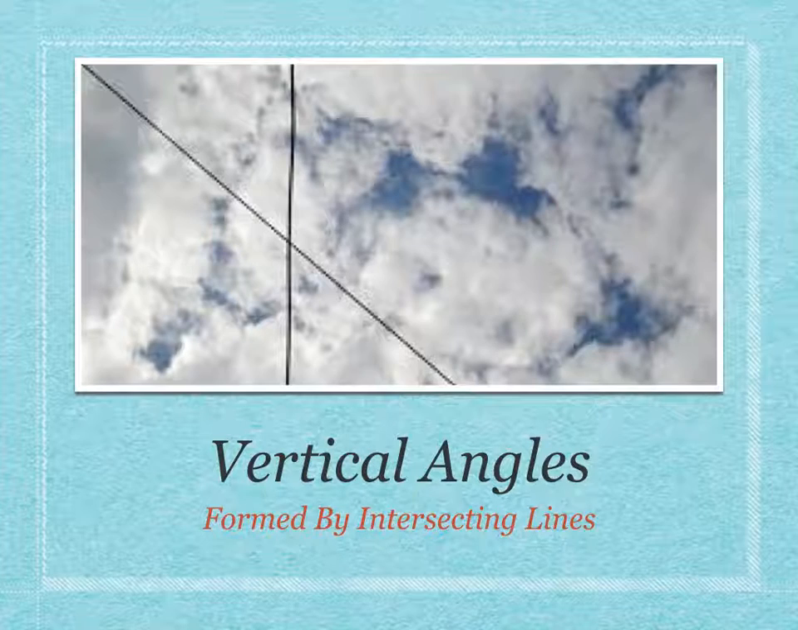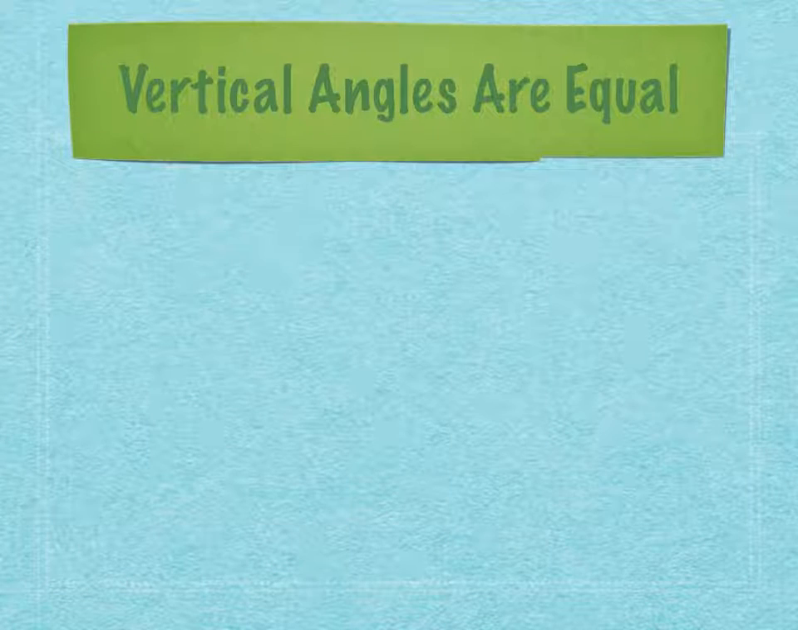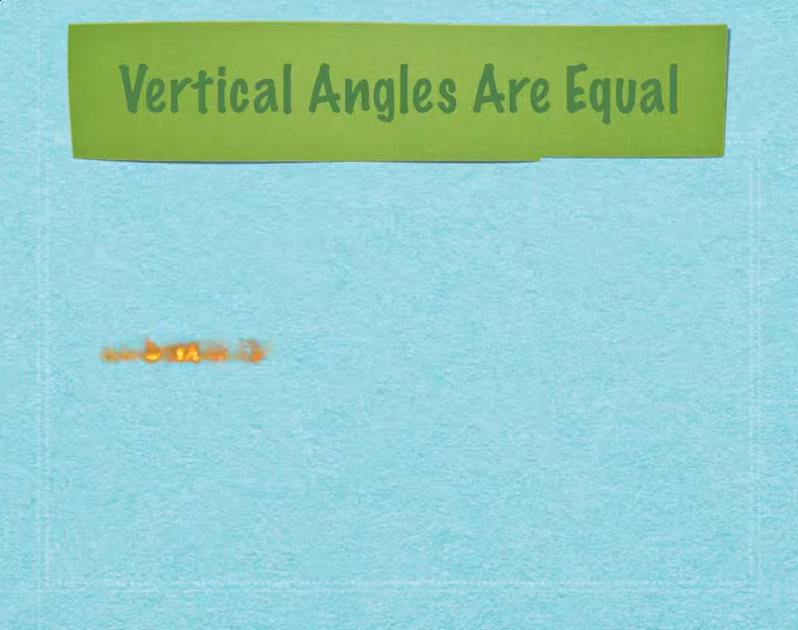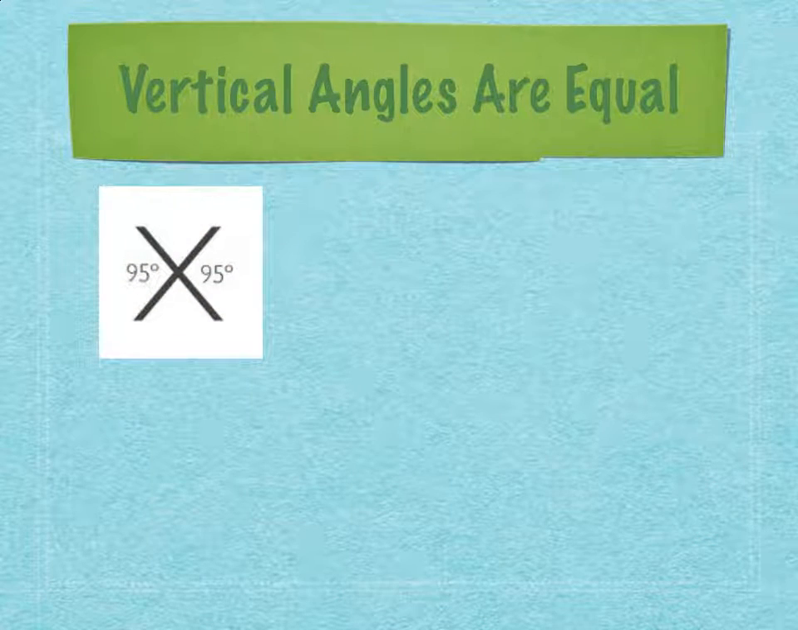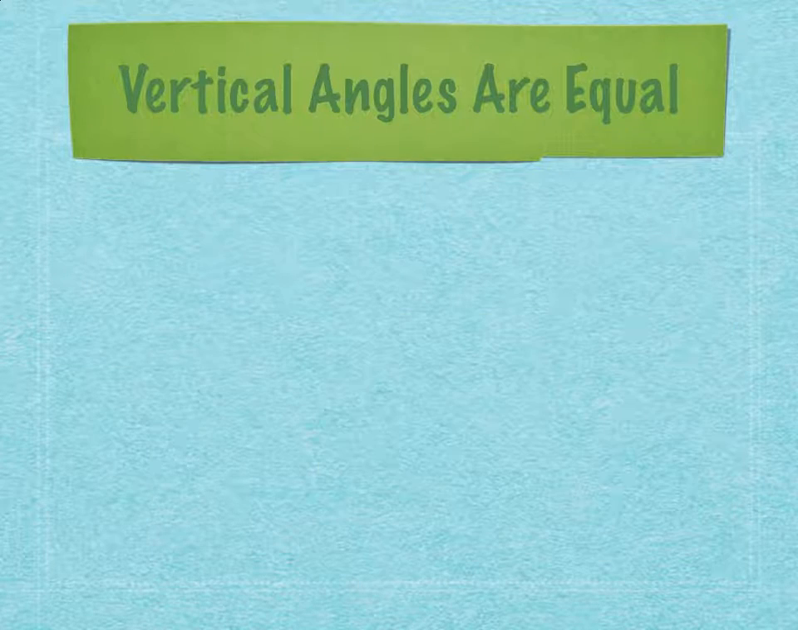Ready? There's two telephone wires intersecting. Look, vertical angles. Vertical angles are equal. There's that letter X. Each of those is 95. What two angles are equal here? There's actually two pairs. Ava? 1 and 3 and 2 and 4. 1 and 3 and 2 and 4. Good.